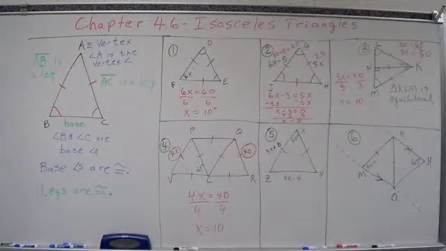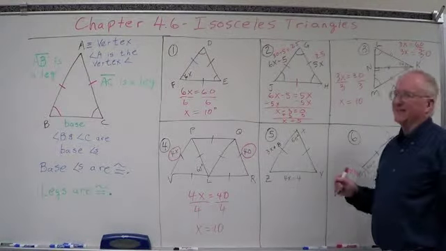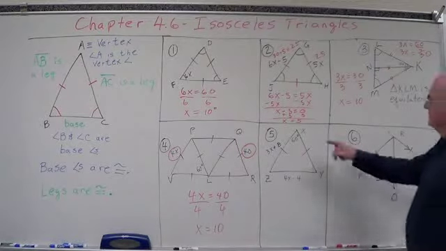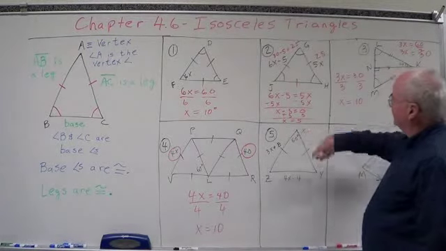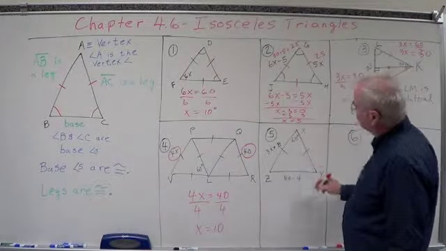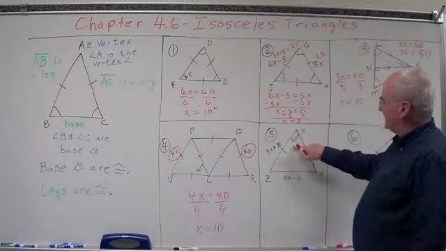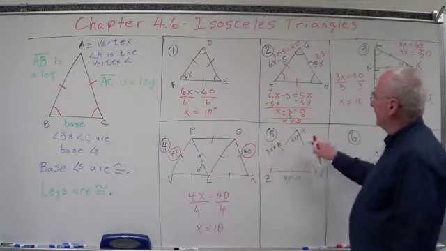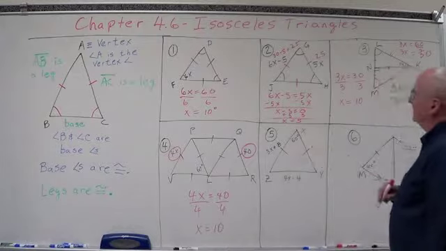Okay? Now, this one takes a little thinking about. They're showing us an isosceles triangle. Got two legs. X is the vertex. 60 is the vertex angle. Okay? So 60 is the vertex angle. And we've got two sides that are equal.